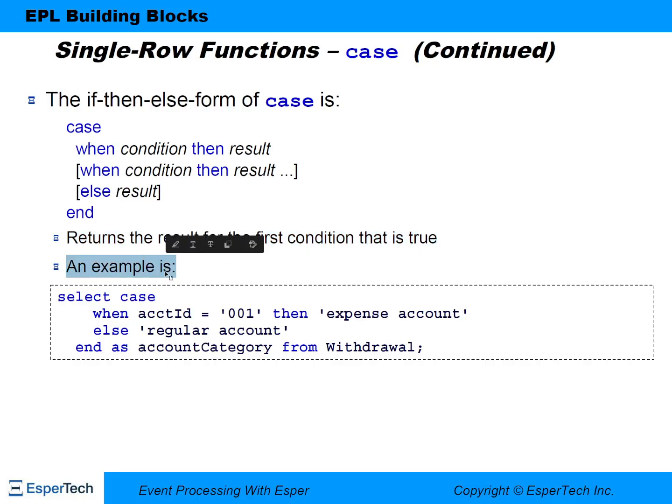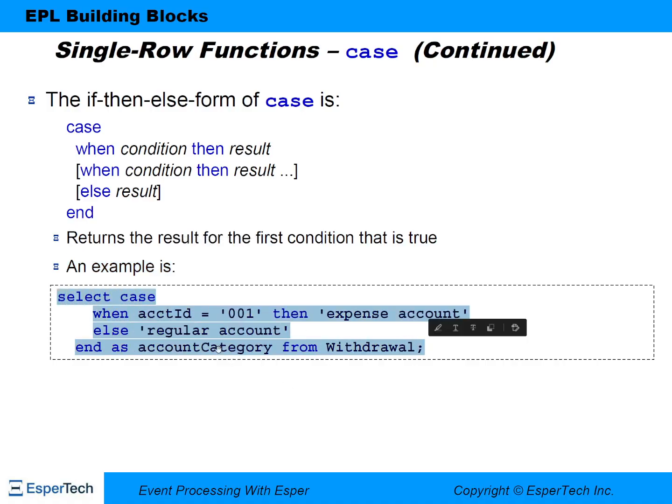For example, this EPL also returns the text expense account for account ID 001 and returns the text regular account for all other accounts. Select case. When account ID equals '001' then 'expense account'. Else 'regular account'. End as account category from withdrawal.